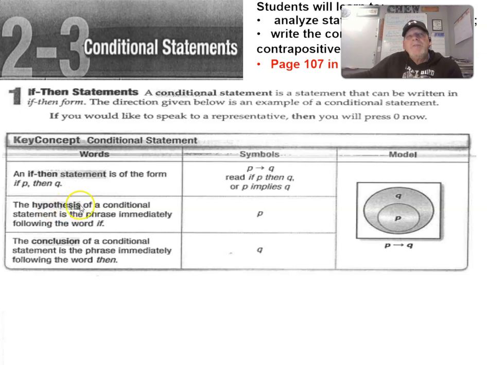Another vocab: the hypothesis of a conditional statement is the phrase immediately following the word if. In our example up here, you would like to speak to a representative is the hypothesis. The next vocab: the conclusion of a conditional statement is the phrase immediately following the word then. So, you will press 0 now. The beginning is the hypothesis, and the conclusion is after the then.